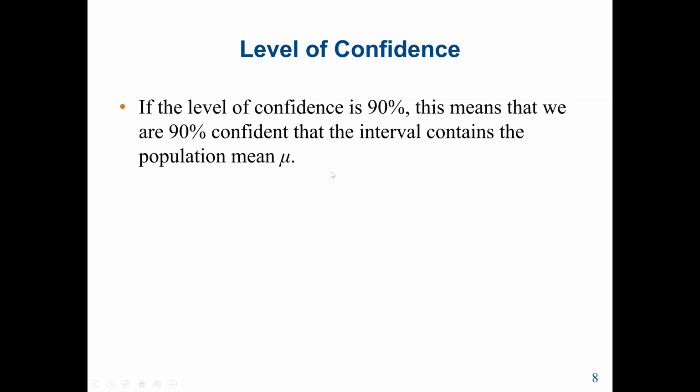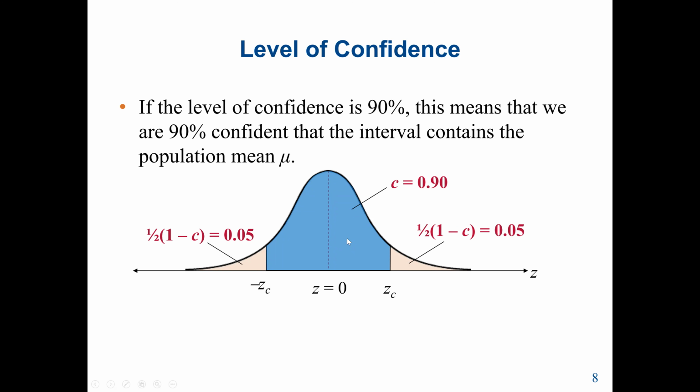So if the level of confidence is 0.90 or 90%, this means that we are 90% confident that the interval contains the population mean. Now, this will be the whole concept. The C area will be 90% or 0.90. So the remaining area, 1 minus C, will be 0.10. To the right, it will be 0.05, and to the left, it will be 0.05, because the total area should be 1. The sum of all probabilities is always 1.